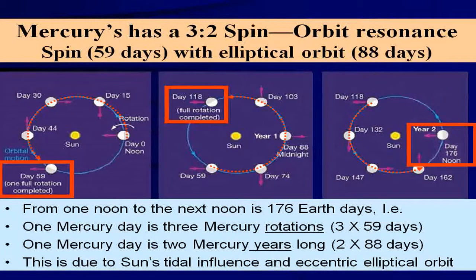And this is just a combination of a tidal influence from the Sun and the eccentric elliptical orbit. If the Mercury orbit were totally circular, then it would be tidally fixed to the Sun, and hence its day would be equal to its year. But that's not the way it is.